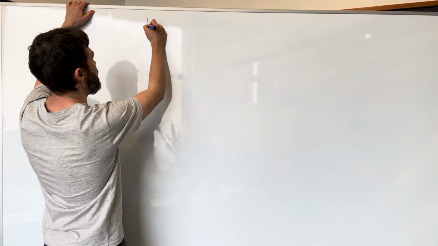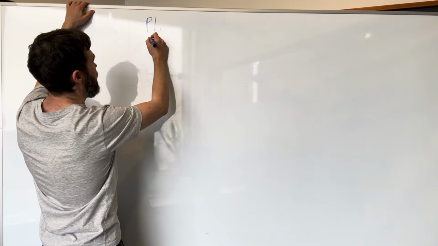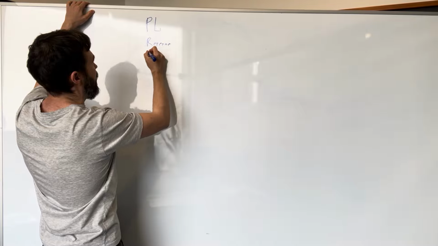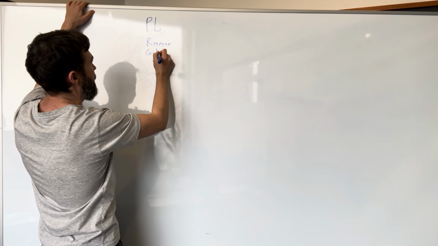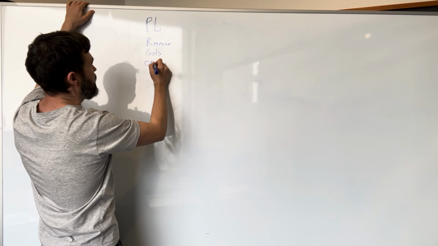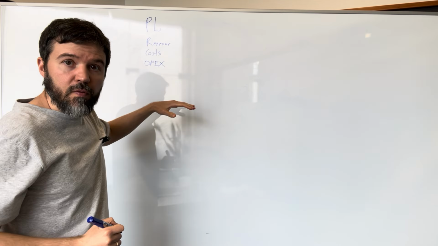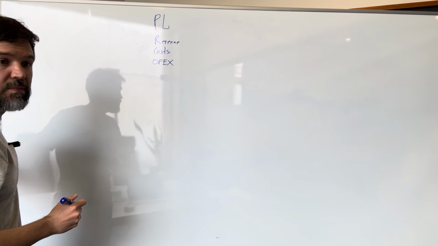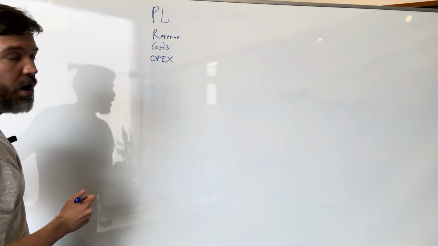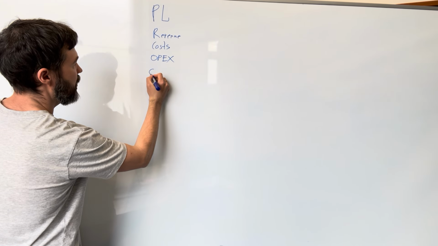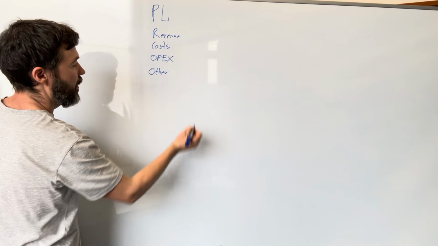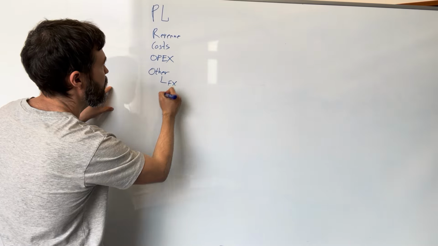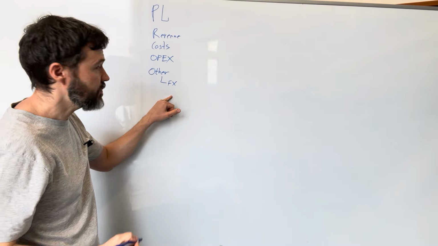It goes like that. You have your profit and loss statement, you have your revenue, you have costs, you have OPEX, you might have many more other items with different names and meanings. And somewhere here you have other. And within other, normally you have FX if you're an international multinational company.